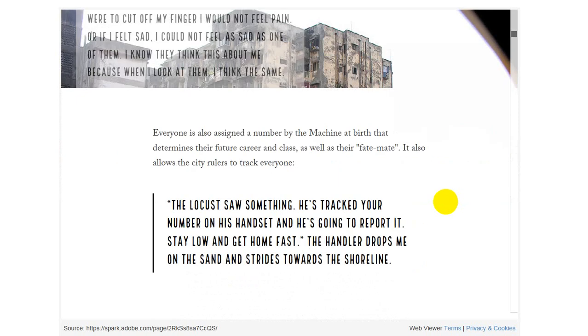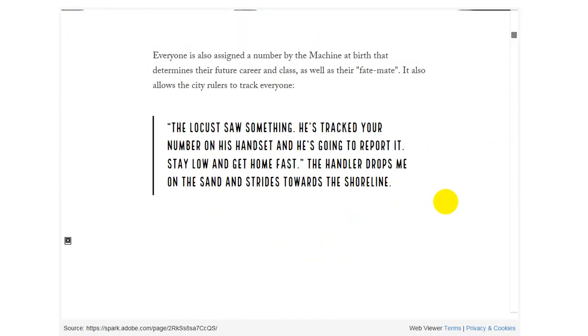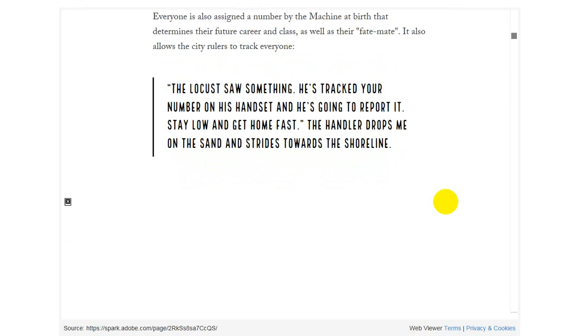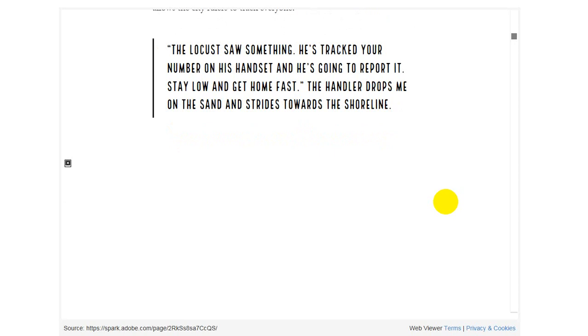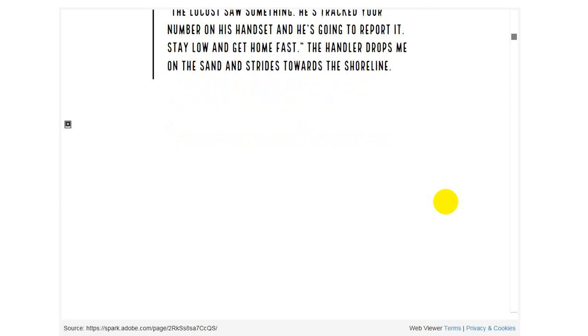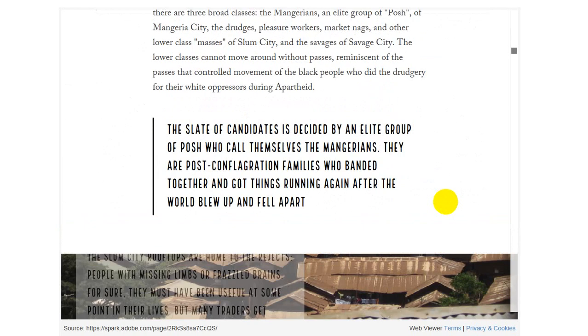Everyone is assigned a number by a machine at birth, and this decides who you're going to be: your job, your future career, your class, and who you're going to marry. Your number will match up with somebody else, and that'll be your fate mate. As a drudge, she'll probably be married to a drainer, somebody of equally lowly status. It also helps the locusts to track them. They can be found, the locusts are able to track them no matter where they are, as long as they have the numbers on their backs.